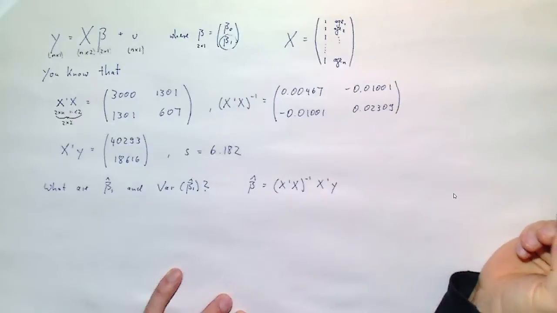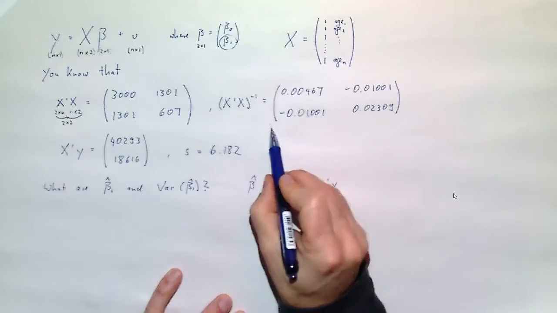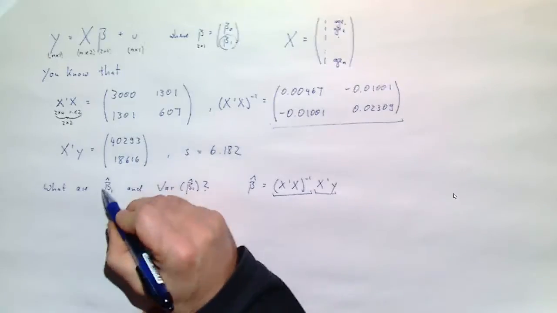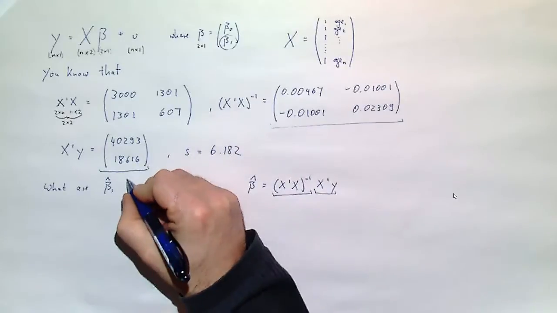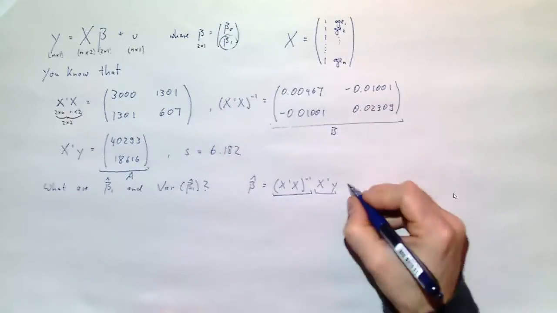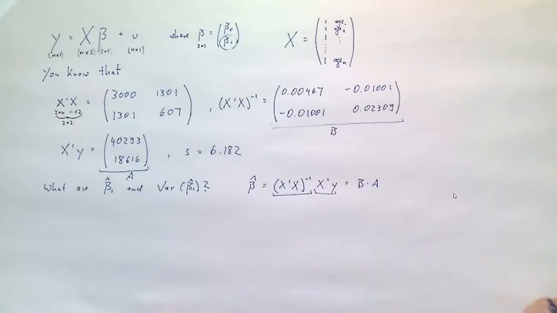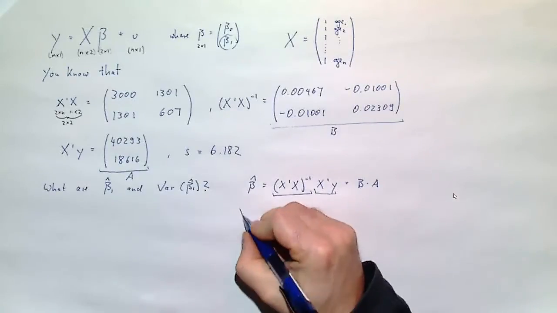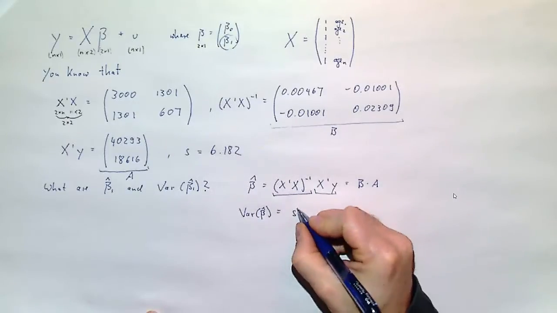So the formula you always need to remember is that the OLS estimator in that regression model, beta hat, is x prime x inverse x prime y. Now we are given all sorts of information, and basically we are given these 2 blocks, x prime x inverse and x prime y. Let's call them just for short B and A here. That's the information we have been given.